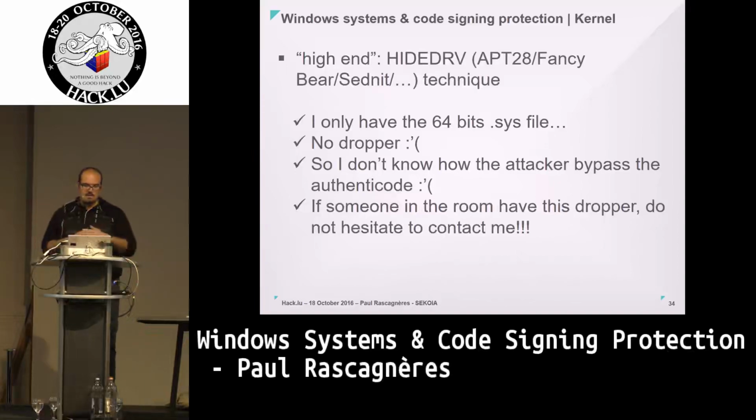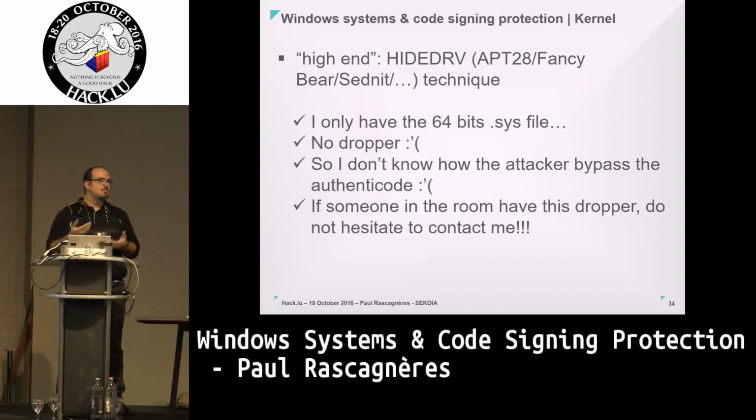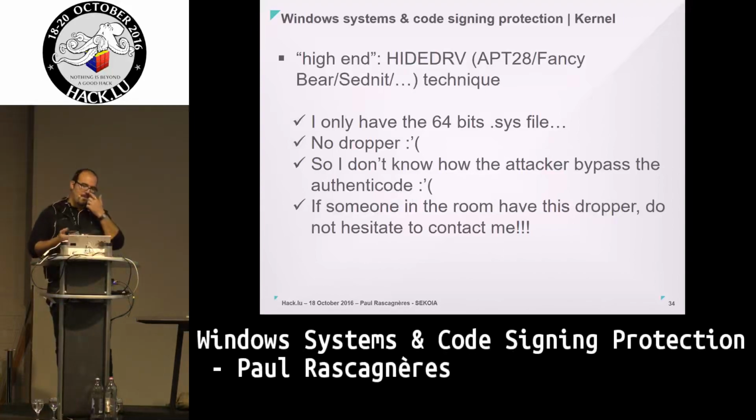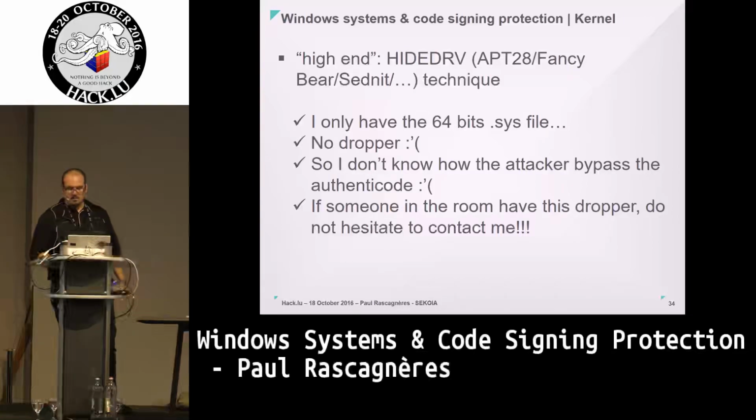Another request for the room, maybe someone can help me. I have a rootkit developed by the group behind APT28, Fancy Bear, Sofacy, whatever the name, called Hack.lu. No paper is available about this rootkit, but maybe one of you already worked on it. It's a 64-bit driver, but I don't have the dropper. I only have the .sys file, and I don't have the executable that maybe loads the legitimate driver, etc. So if one of you has the dropper, I would be happy to have it to check how this group bypasses protection and is able to load this unsigned .sys file. This driver was developed for Windows 7, so I'm sure they bypass the protection, but I don't know how, sadly. So feel free to contact me.